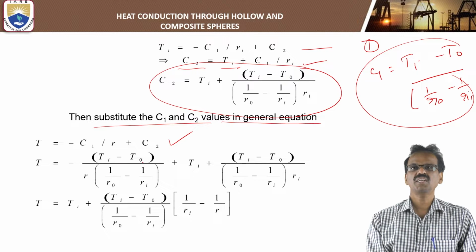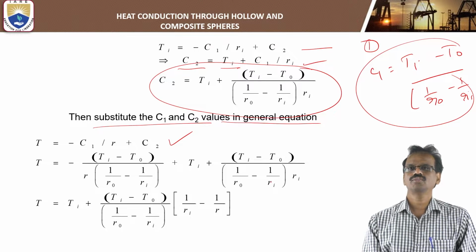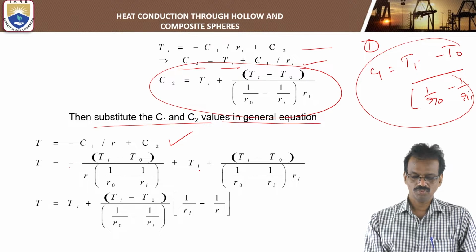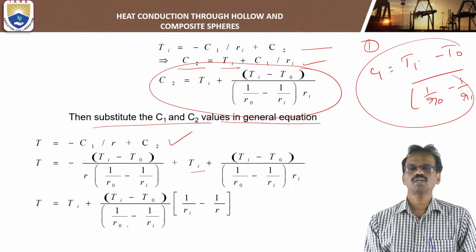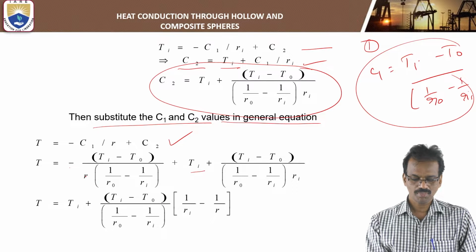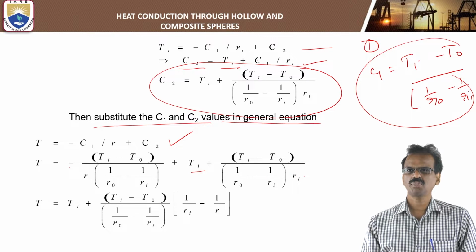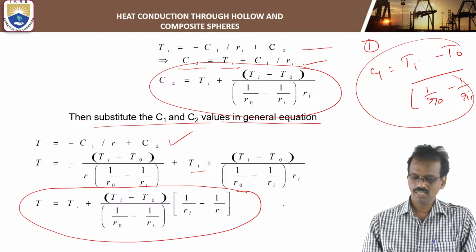In this term, Ti minus T naught by 1 by R naught minus 1 by Ri, here also there and here also there, you can take the common term. This is the minus, this is the plus Ti. So you can write Ti initially and take Ti minus T naught by 1 by R naught minus 1 by Ri as the common term. The remaining term is 1 by Ri, which is positive, and 1 by R, which is negative. So you can write 1 by Ri minus 1 by R. So this is the formula for finding the temperature at particular R.